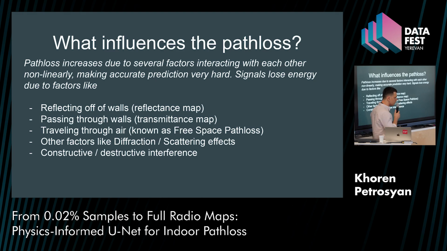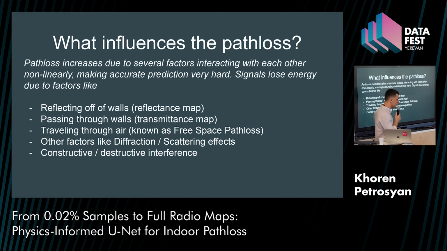Diffraction is when a radio signal bends around corners, and scattering is when it spreads around when it encounters rough surfaces. High frequency signals are much more sensitive to scattering than low frequency signals. High frequency signals are like 5G, 6G antennas, and low frequency would be like the radio. So low frequency signals are more robust, but they carry less information per unit of time.